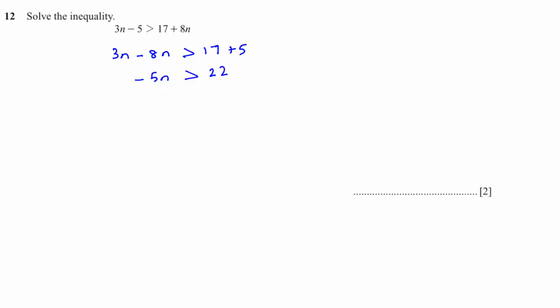Divide both the sides by negative 5. So n, 22 over negative 5. Whenever your n has a negative, a multiplication or a division with the n, the inequality sign changes. So now it's going to become n is less than 22 over negative 5. It's better to change your answer into a mixed fraction. So that will be 4 and 2 over 5. n is less than negative 4 and 2 over 5. Or you can write it as a decimal.